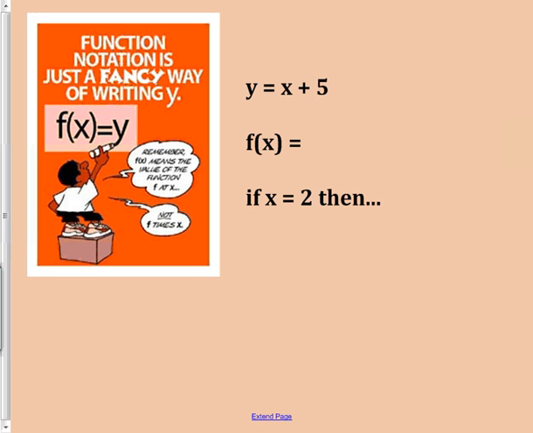Function notation is just a fancy way of writing y. This is a little pre-done thing that somebody made. And it's true. Instead of y equals f of x, you just write f of x equals x plus 5. Instead of y equals x plus 5, you can just write that. In other words, y is the same as f of x.